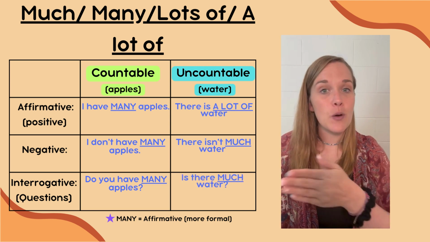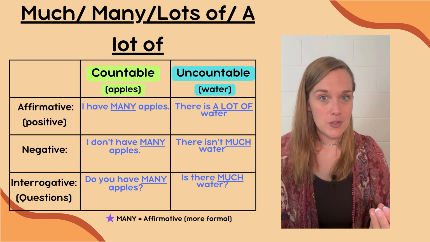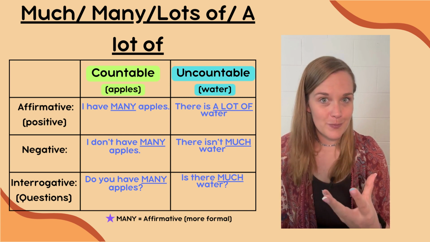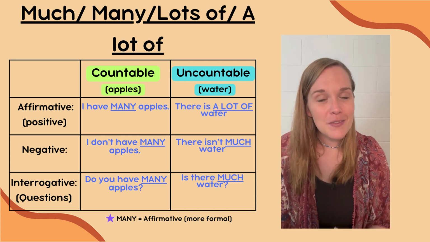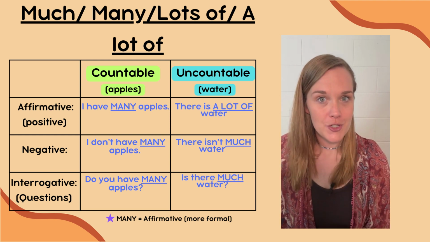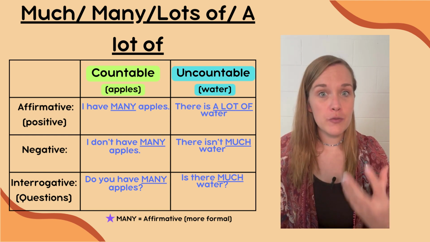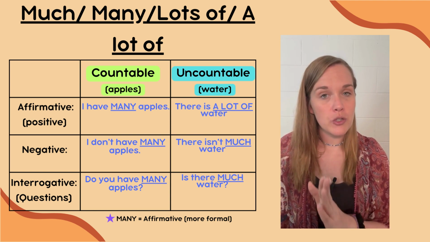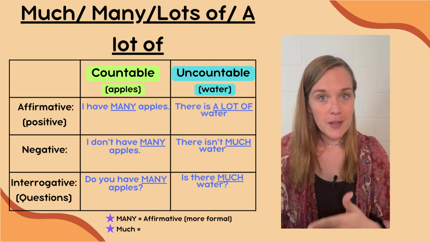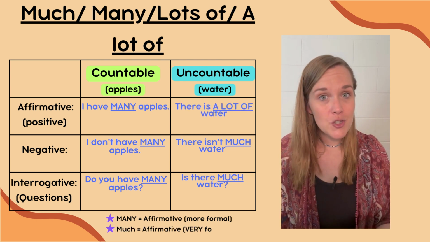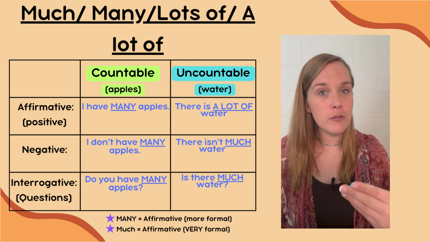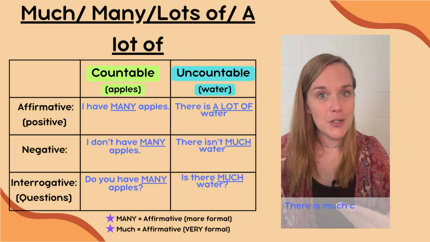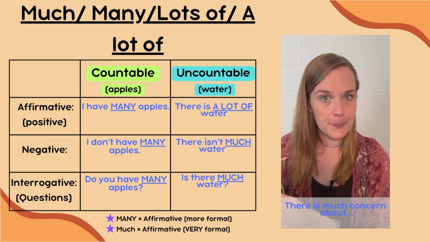Here, you can see that we have mixed a lot of and much. For the interrogative, the questions, and the negative, we can use much. However, for the affirmative sentences, the positive sentences, usually we will use a lot of. Sometimes it is possible to use much, but it will be a very formal style of writing. For example, there is much concern about blah blah blah blah blah.